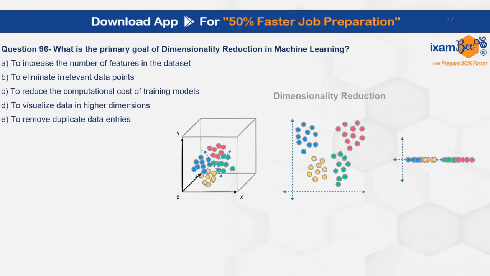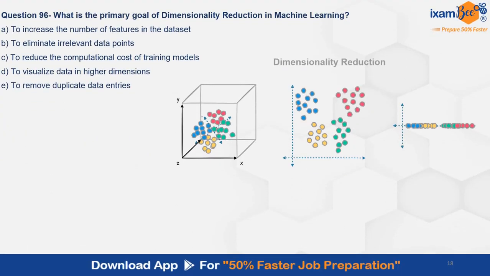Question number 96. What is the primary goal of dimensionality reduction in machine learning? A. To increase the number of features in the data set. B. To eliminate irrelevant data points. C. To reduce the computational cost of training models. D. To visualize data in higher dimensions. E. To remove duplicate data entries. And the correct answer is C, to reduce the computational cost of training models.